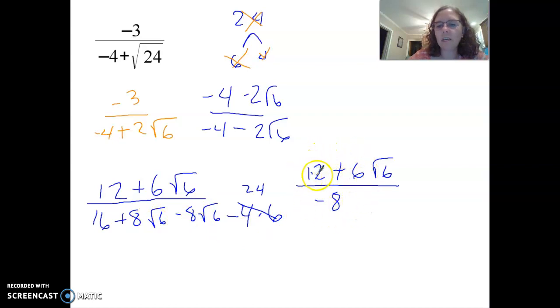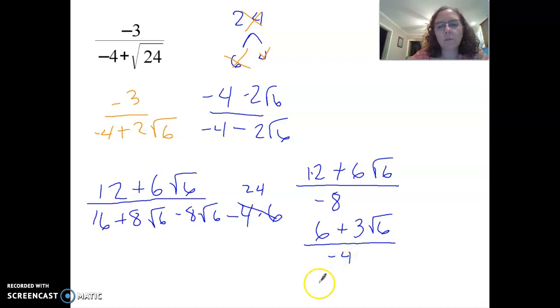And then I want to look at all three of these and see if I can simplify. All right, what's the GCF of 12, 6, and 8? Well, it's 2. 12 divided by 2 is 6. 6 divided by 2 is 3. Doesn't affect the square root of 6 because that's on the inside. And 8 divided by 2 is 4.